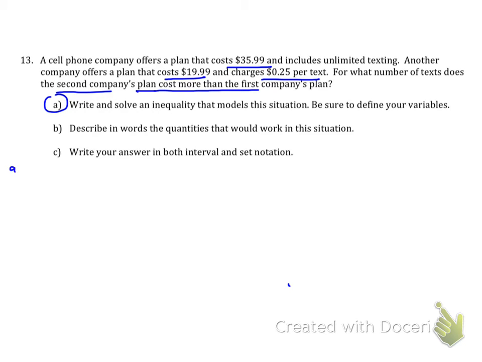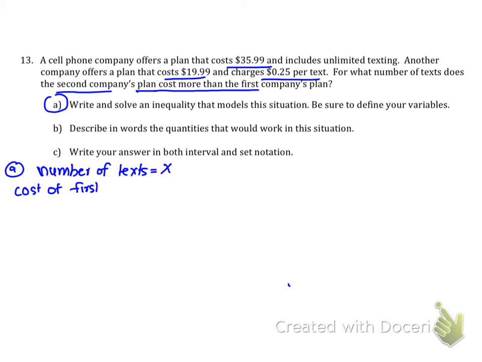So let's start with the first part, A. I don't know how many text messages, so let's assume the number of texts to be x. So in both situations, the cost of, suppose this is company A, the first company, let's refer to them as the first and second company.